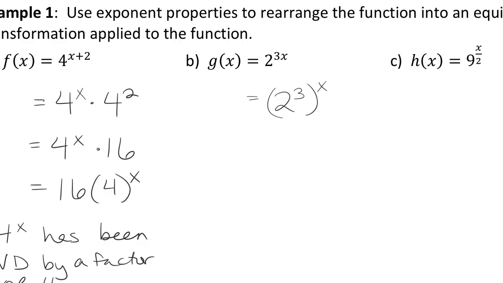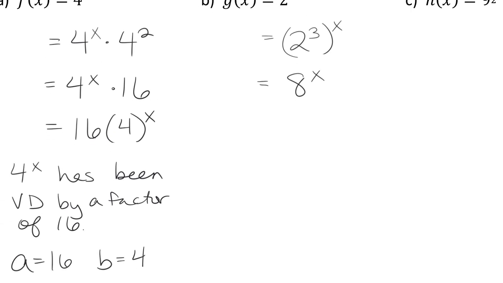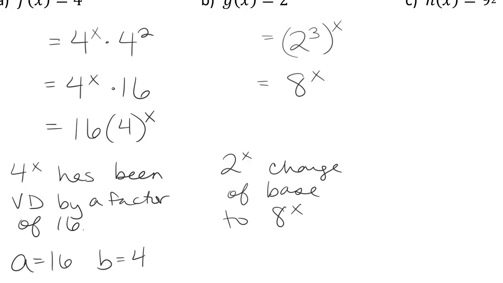Okay, again, I see 2 to the third power. Don't say 6. What is 2 to the third power? 8, which means this whole thing can change to 8 to the x power. Whoa. 2 to the 3x power is the same as 8 to the x power? That's so interesting, and what that means is that now our original parent function, 2 to the x, has had a change of base to 8 to the x power. That's the transformation we've applied. We've changed the entire base that we're multiplying by.